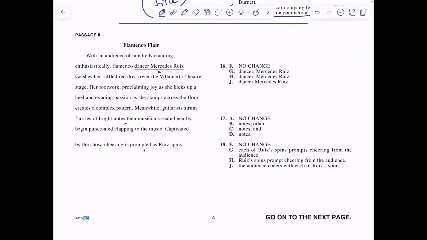With an audience of hundreds chanting enthusiastically, flamenco dancer Mercedes Ruiz switches her ruffled red dress over the Villa Marta theater stage. You've heard me say this before. When we have someone's title or profession or ethnicity or nationality, there are no commas to be found. My answer is F. We're not even going to play around with this because this is her job.